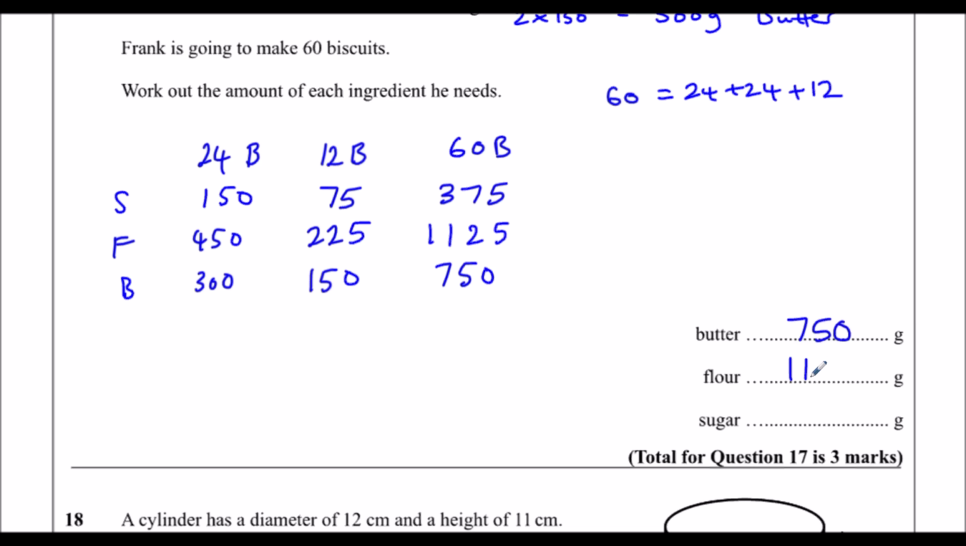Flour is 1125 grams, and sugar is 375 grams.